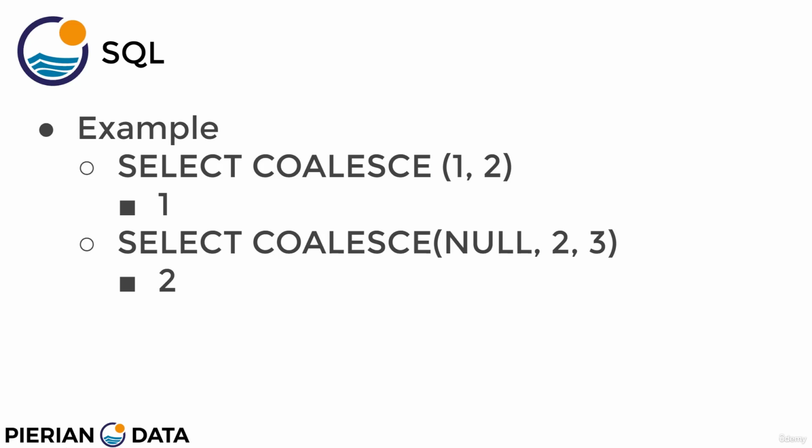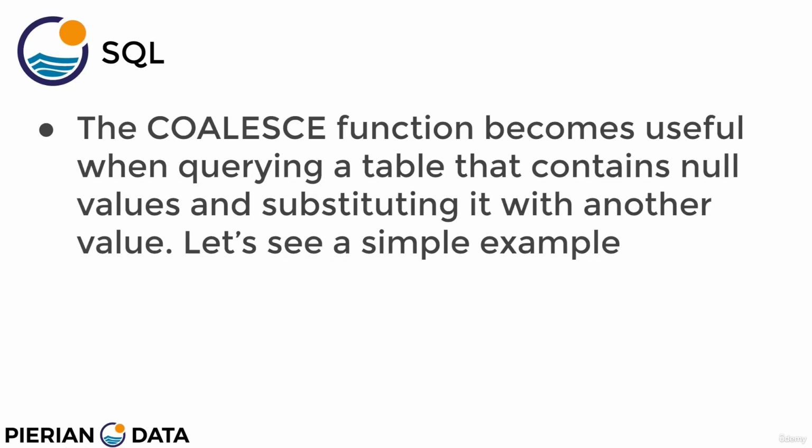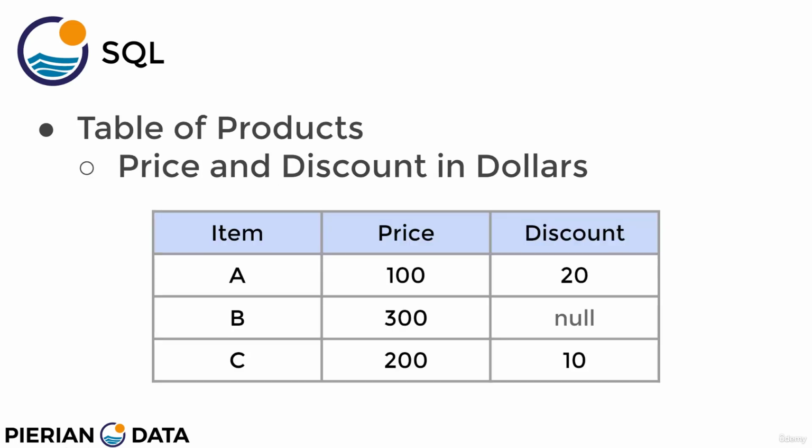Now, of course, I'm sure by now you're wondering, when is this actually going to become useful? Well, the coalesce function becomes useful when you're querying a table that contains null values, and perhaps you're trying to perform some sort of operation on it, which you can't actually perform with a null value. So, in case it's null, you want to substitute it with another value. I want to show you a really common example.